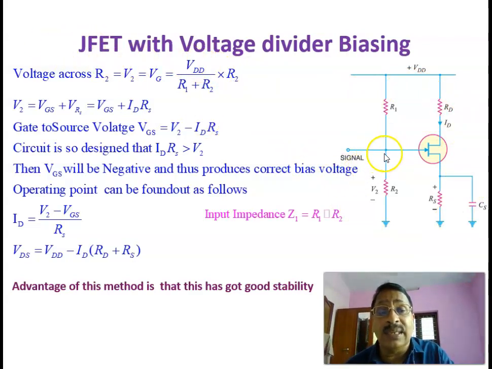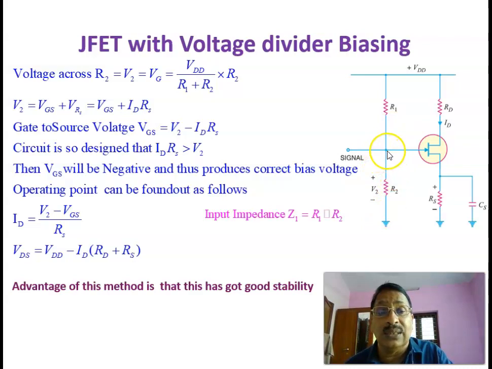Now the voltage coming at the point of the gate is given by VDD divided by R1 plus R2 into R2. This is the voltage that is coming at this point. That is represented as the voltage V2. This voltage V2 is equal to VDD divided by R1 plus R2 into R2.